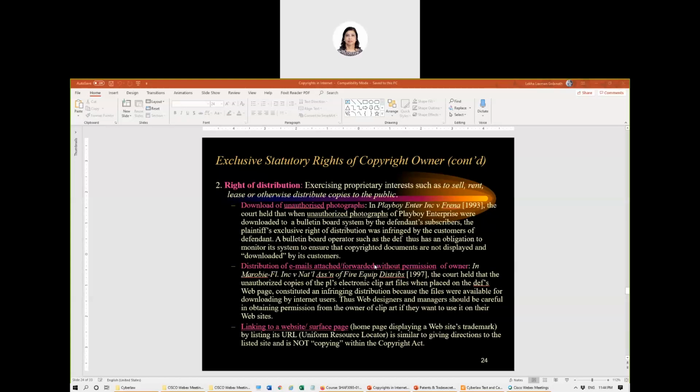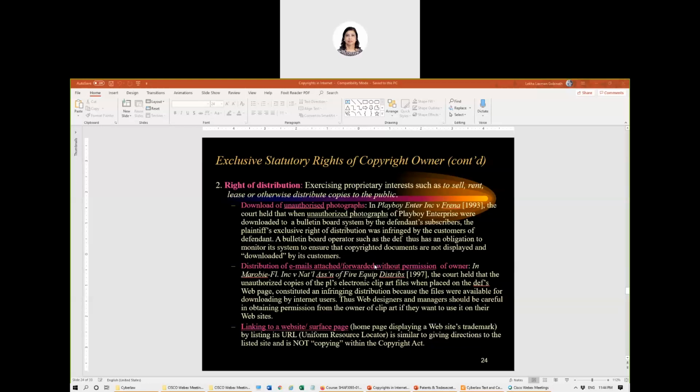Okay, another example, linking. All right, as you know, sometimes one web page will link the URL of another website, and that too can potentially cause problems. But here, linking to a website by listing its URL is similar to giving directions to the listed site, and it's not copying within the Copyright Act. Remember, it could be copying, it could also be infringement. So in this case, that's not copying when you actually link.